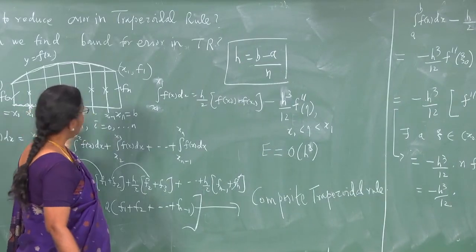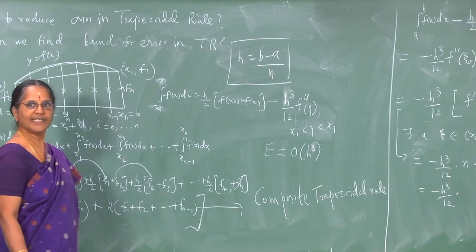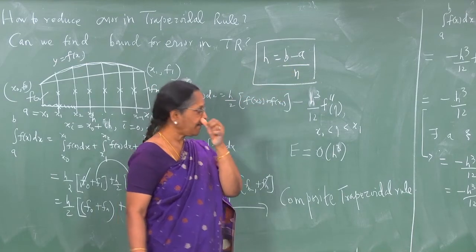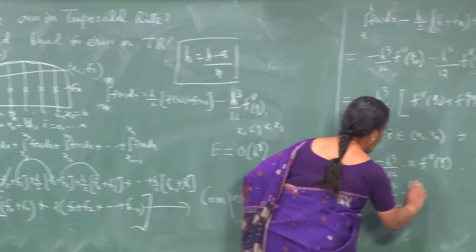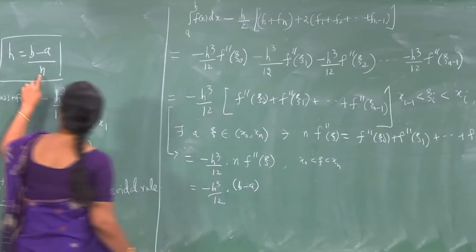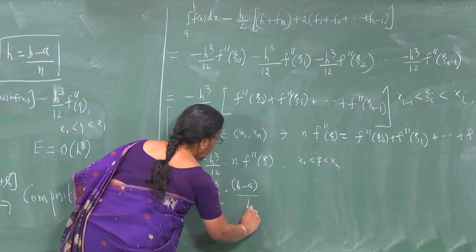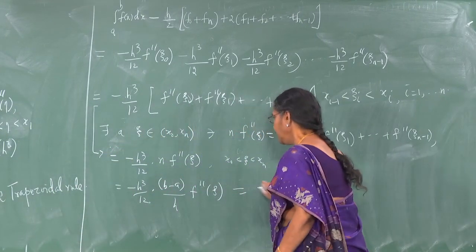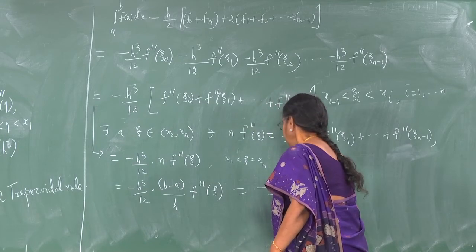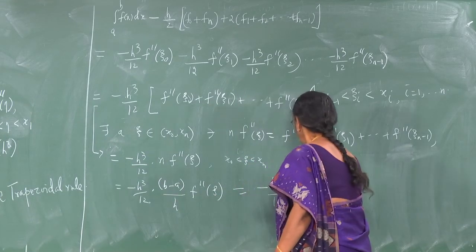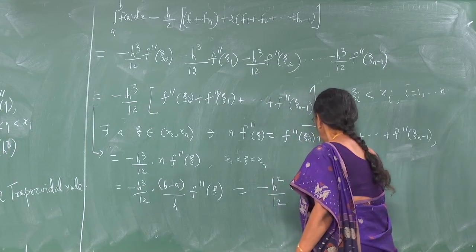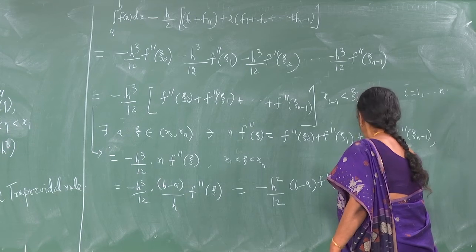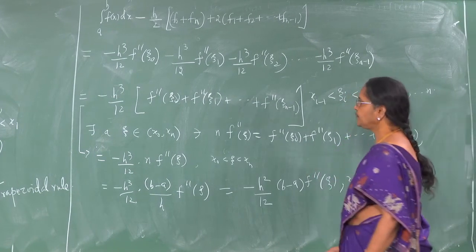By dividing the interval a b into n equal subintervals of width h is equal to b minus a by n. So, I substitute for n as b minus a divided by h into the second derivative at psi, and that gives me minus h square by 12 into b minus a into the second derivative evaluated at psi, where psi lies between x naught and x n.